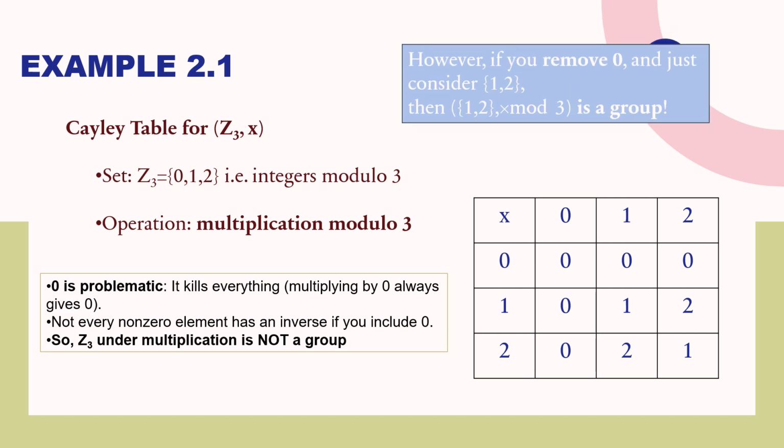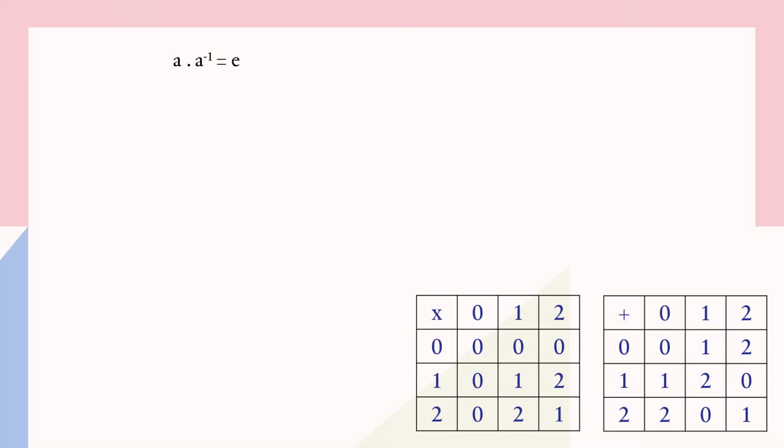So, what we're going to see is the fourth group axiom, which was proven, that an inverse must exist. So for any element A, its inverse A inverse will give us the identity element. Now here we have two tables for reference. We have the table under multiplication and the table for addition, for the same Z3.